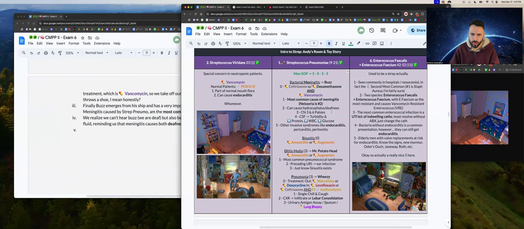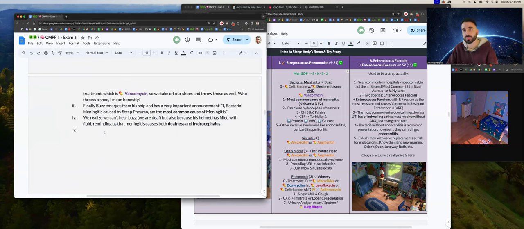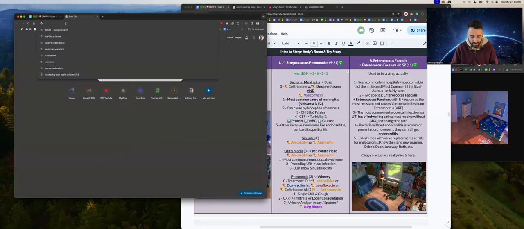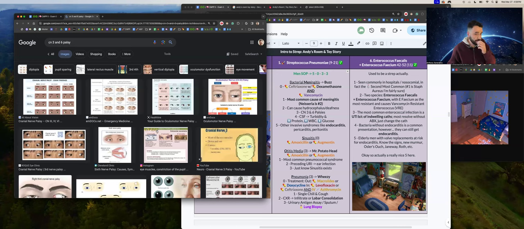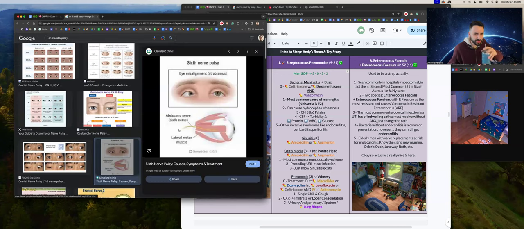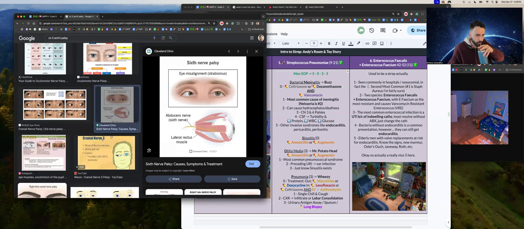Okay. We do want to know, though, that there's cranial nerve 3 and 6 palsies. So 3 is going to be oculomotor, 6 is going to be abducens. So if 3 and 6 are out, the only thing left is 4, which is going to go down. So is this like a down and out type of situation? A CN 3 and 6 palsy is not difficult to perceive. There's 6 nerve palsy. 3 is going to be down and out.